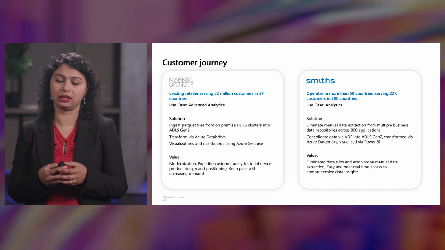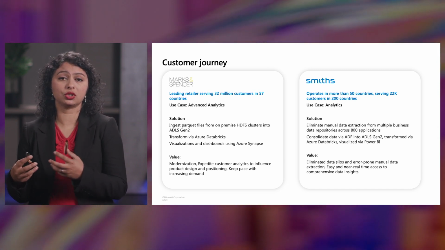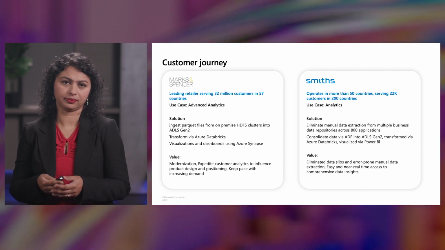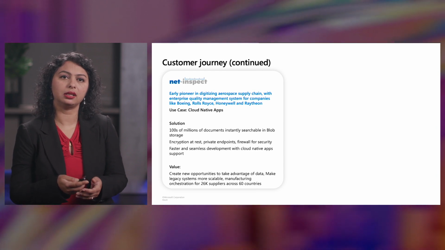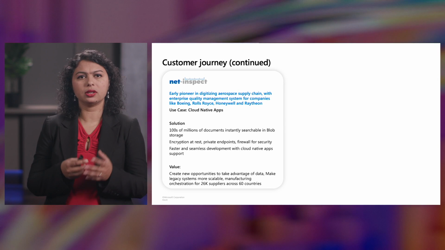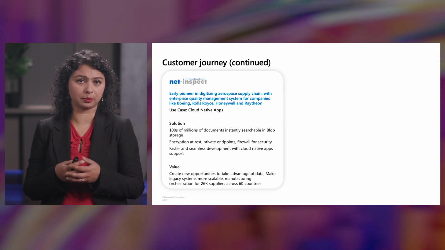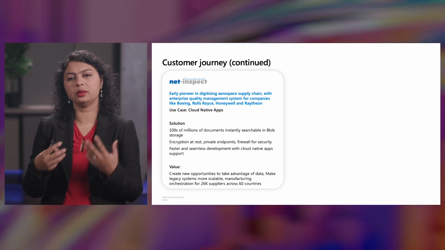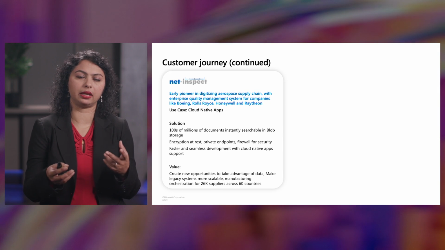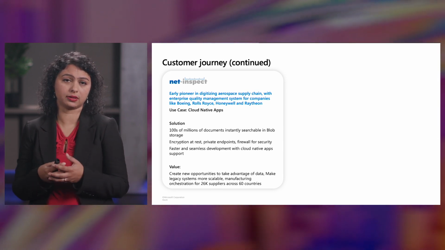And more importantly, it made it much easier for the users to get access to comprehensive data insights in real time. The third journey is one of cloud-native apps for NetInspect. So NetInspect is an early pioneer in digitizing the aerospace supply chain, and it has an enterprise quality management system that is very widely used by companies like Boeing and Raytheon, Honeywell, and Rolls-Royce.